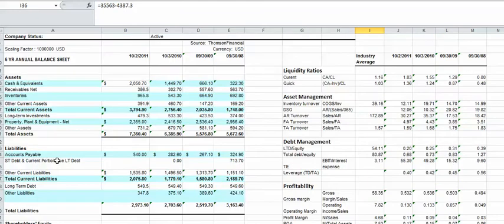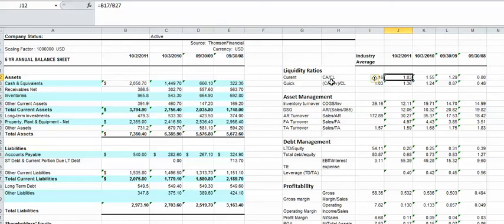And so the ratios combine items in the financial statements to get a clue as to how the company is doing. The ratios are typically divided into 4 different categories: liquidity, asset management, debt management, and profitability. So starting with the liquidity ratios, the definitions are here. The current ratio is current assets divided by current liabilities.